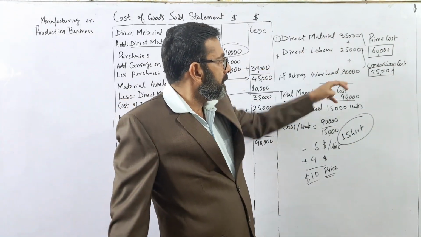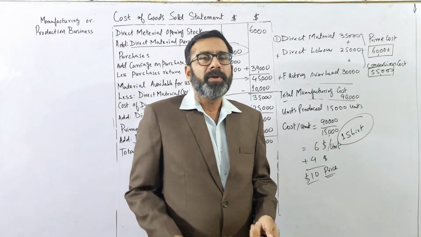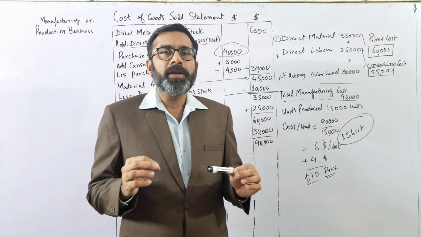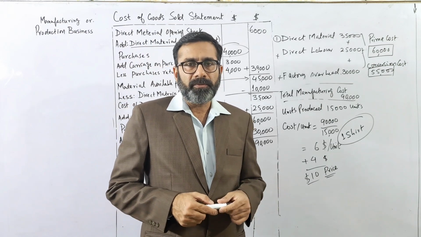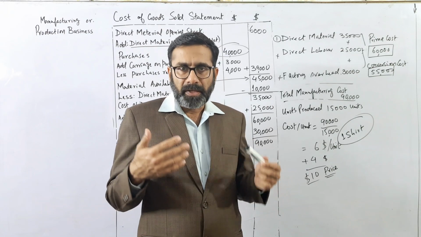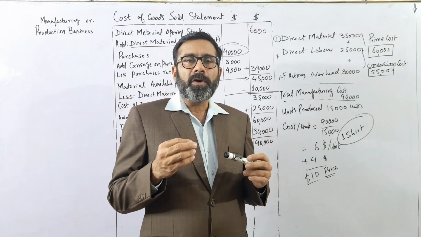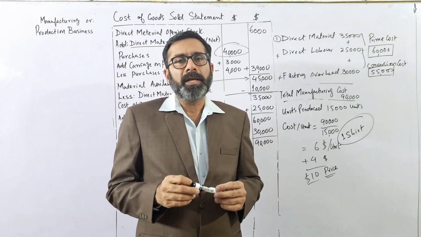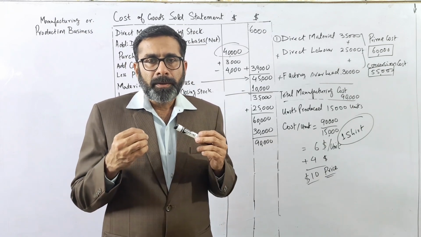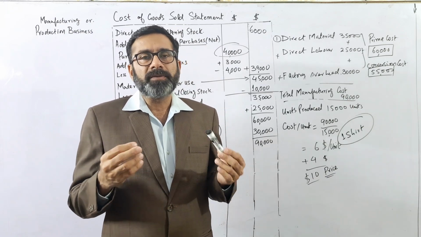means if we add all these three items, what we get? We get the total manufacturing cost. Now, why do we need to calculate this total manufacturing cost? Obviously, every business is for what? It's for profit earning. So they want to know that any product which they have produced, what is the cost of that product.